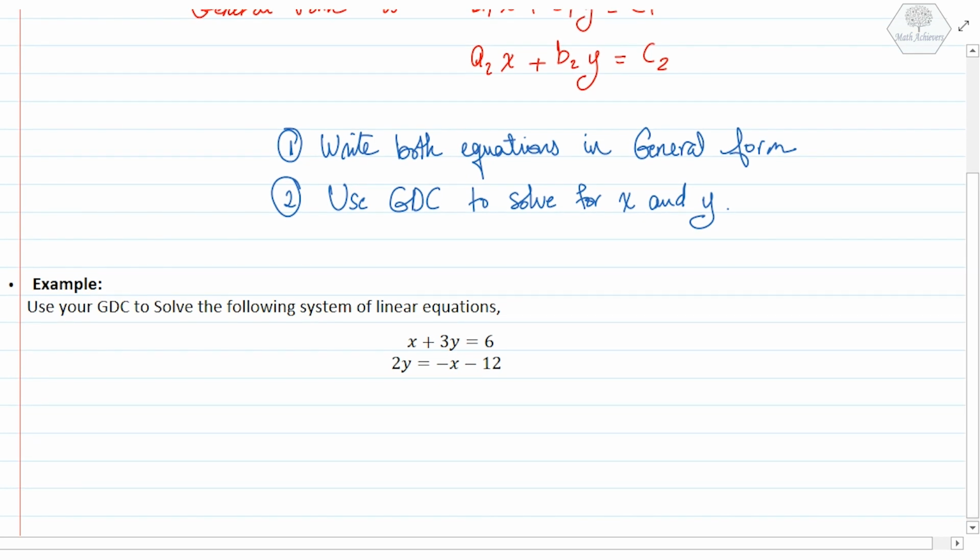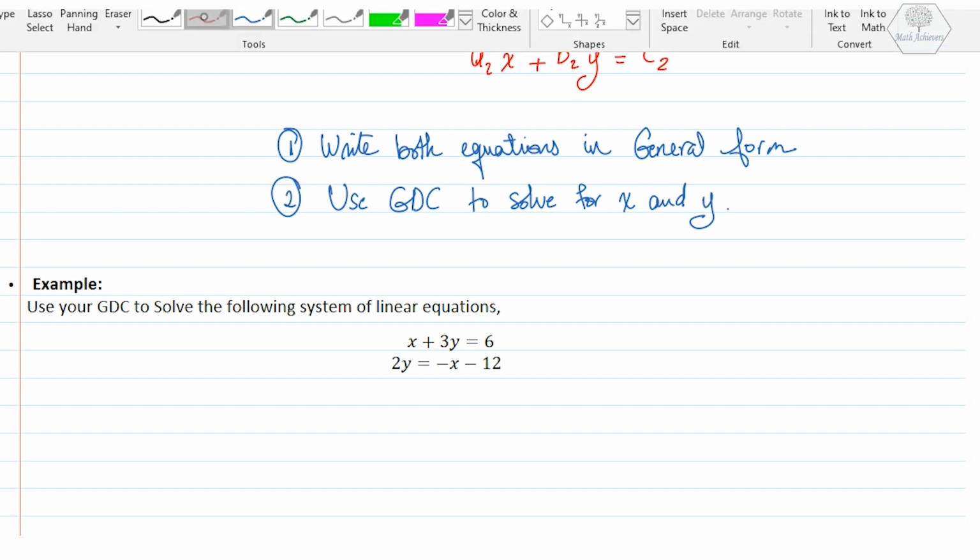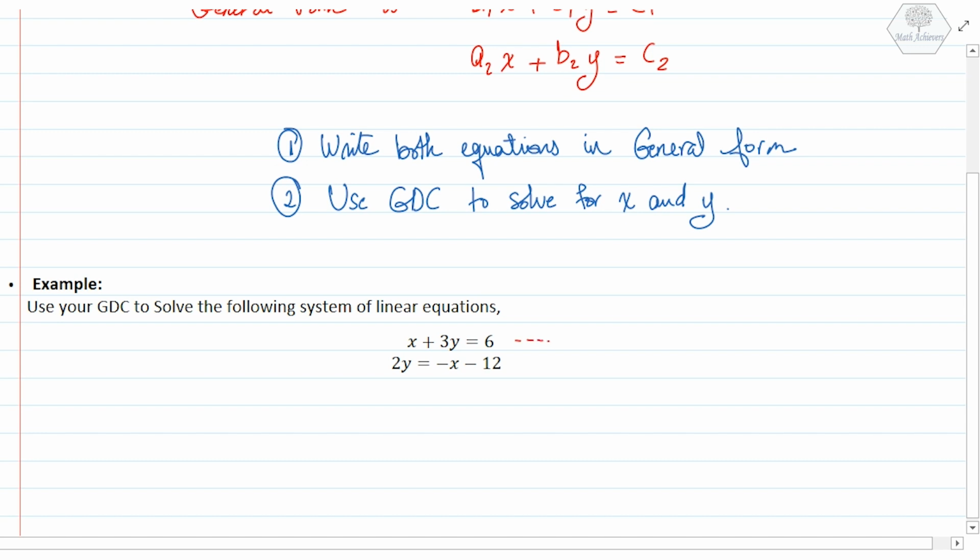Use your graphical display calculator to solve the following system of linear equations. I have the first equation, x plus 3y equals 6, and the second equation, 2y minus x equals 12. Now, I have to write both equations in general form. The first equation is already written in general form. I have x plus 3y is equal to 6.